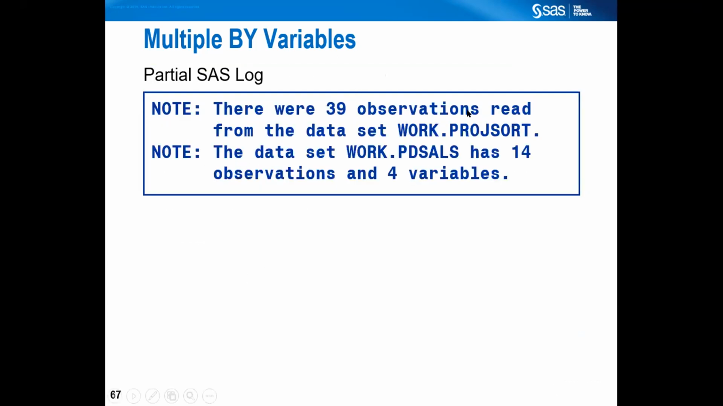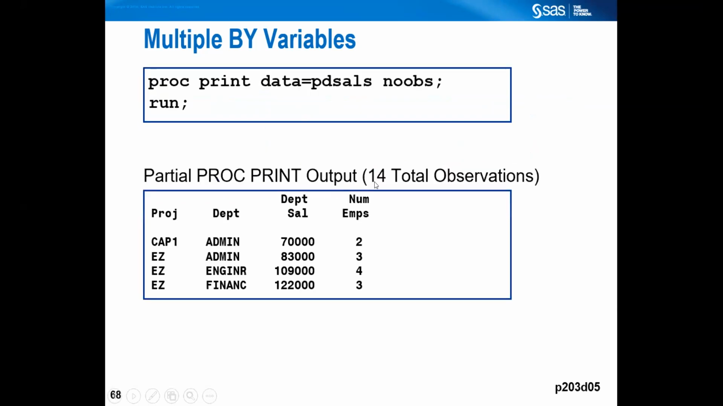Hence, out of 39 observations, now you have number of observations as 4. And you get this within a project: department, total salaries, number of employees. For this project, you have this department, salary, number of employees. Same project, but another department, number of employees and its total salary.